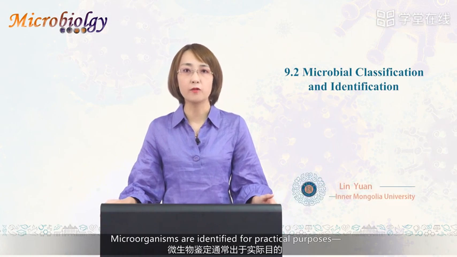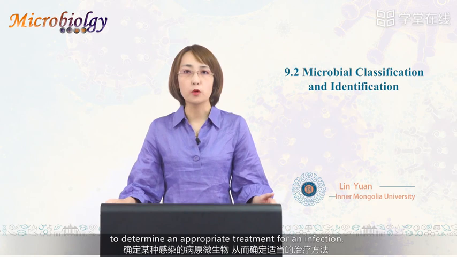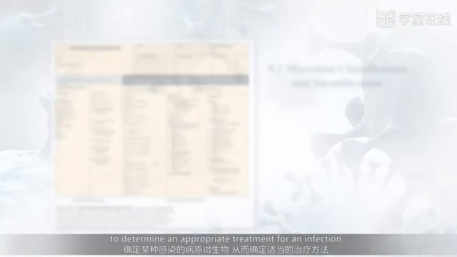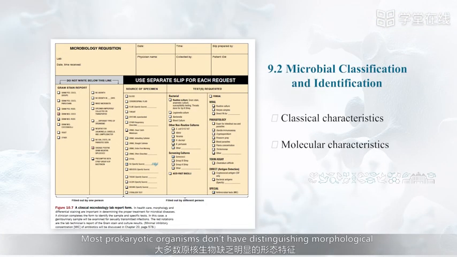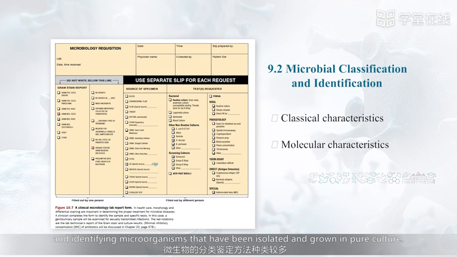Microorganisms are identified for practical purposes, for example, to determine appropriate treatment for infection. Most prokaryotic organisms don't have distinguished morphological features or even much variation in size and shape. Many different approaches are used in classifying and identifying microorganisms that have been isolated and grown in pure culture.